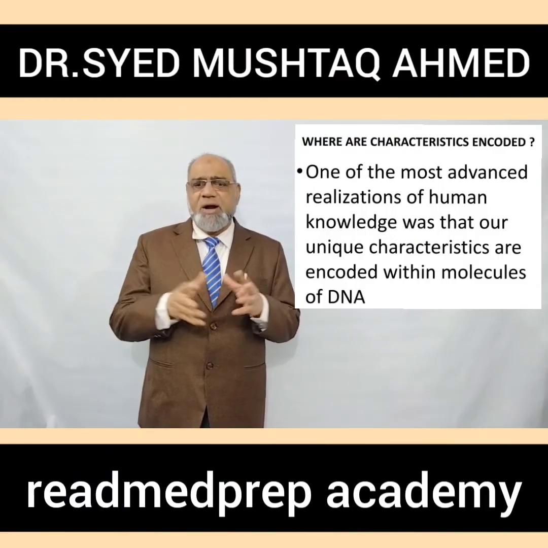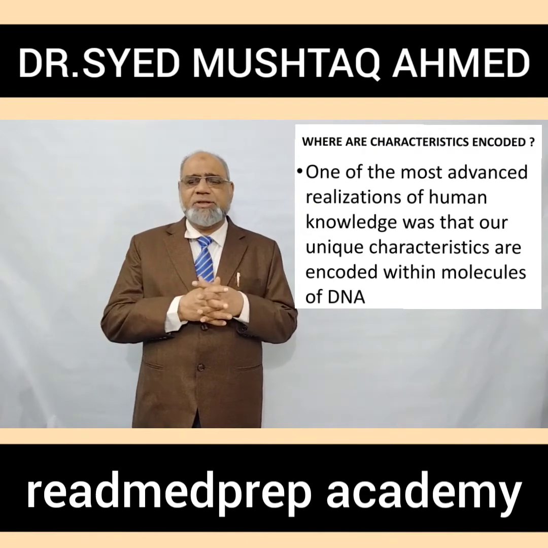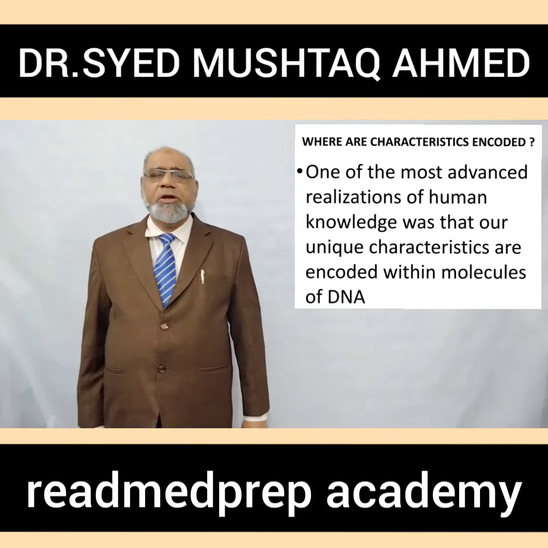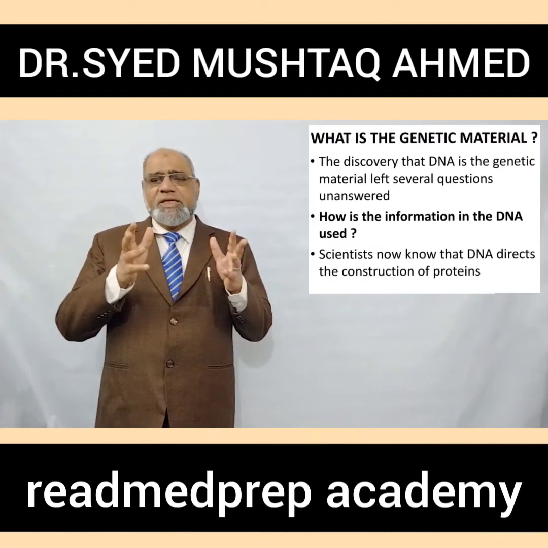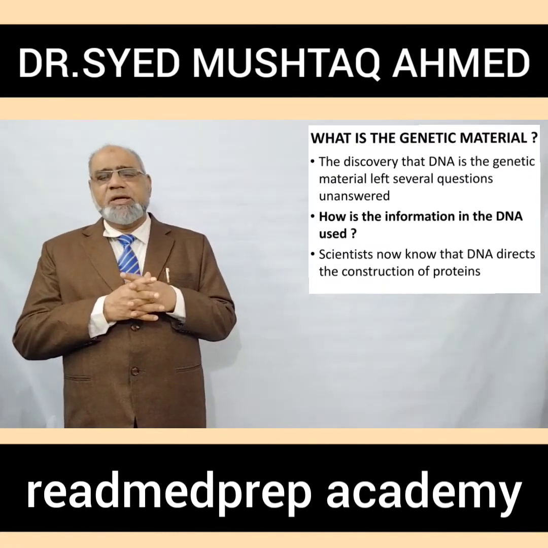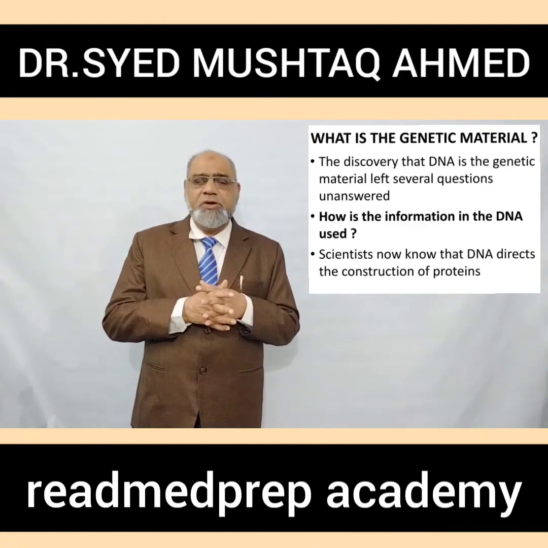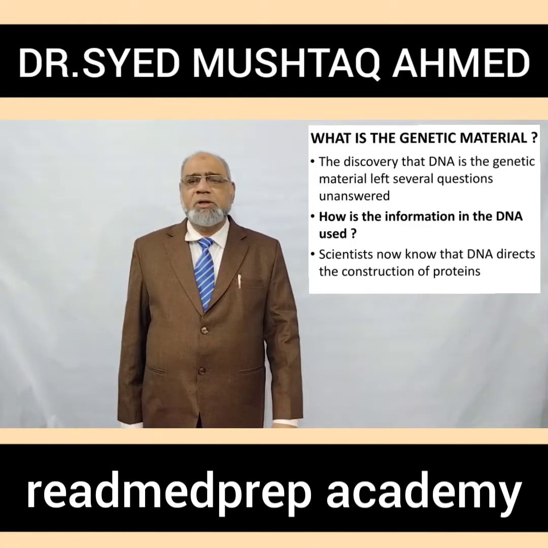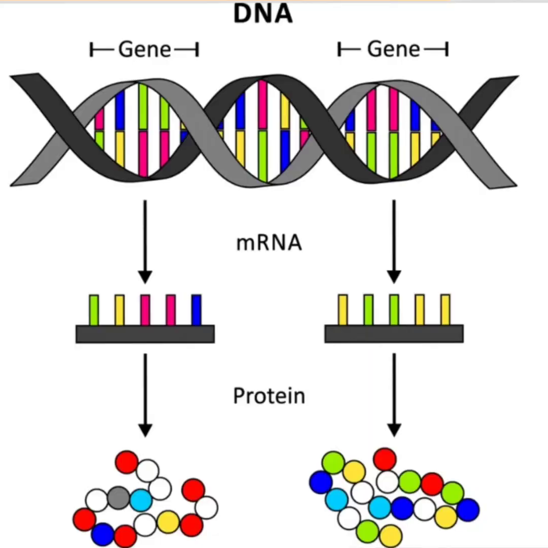One of the most advanced realizations of human knowledge was that our unique characteristics are encoded within the molecules of DNA, deoxyribonucleic acid. The discovery that DNA is the genetic material left several questions unanswered. How is the information in the DNA used? Scientists now know that DNA directs the construction of proteins. You can see that a gene can code for a particular protein. Another gene can code for another protein.